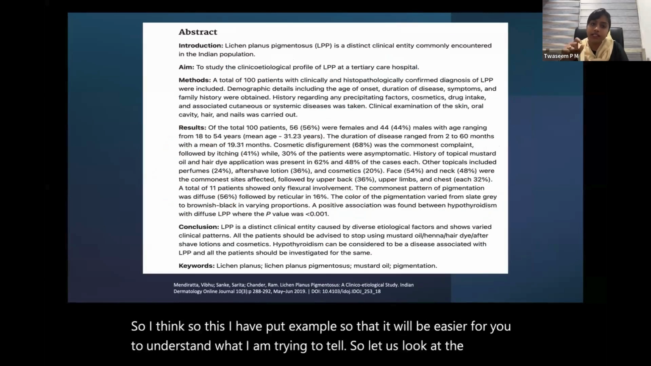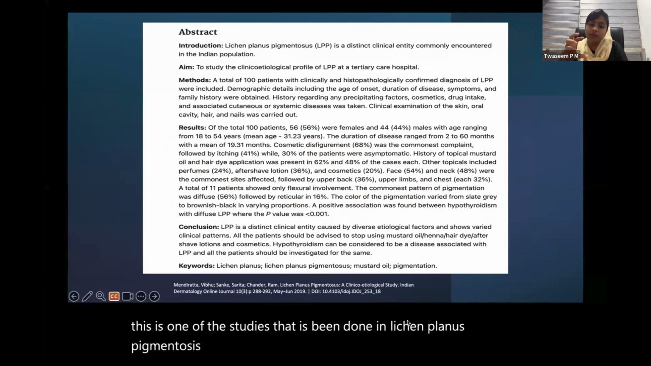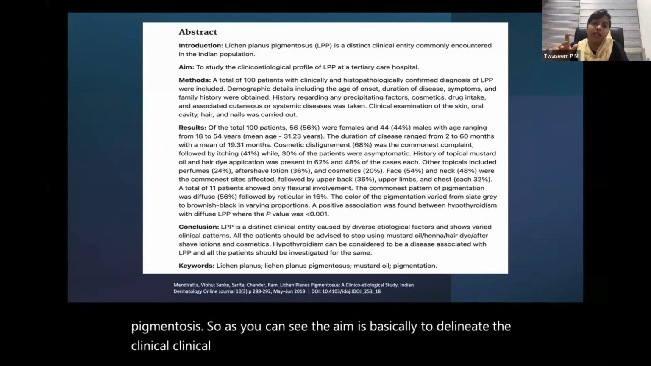So this is one of the studies that's been done in lichen planus pigmentosus. As you can see, the aim is basically to delineate the clinico-etiological profile in lichen planus pigmentosus patients. Let's look into the methods.